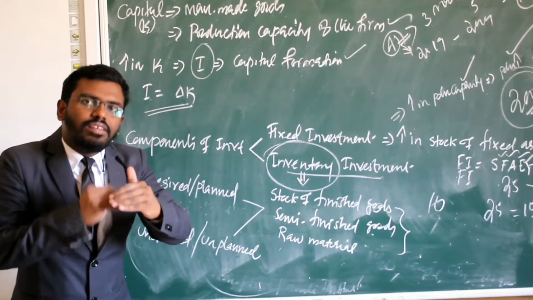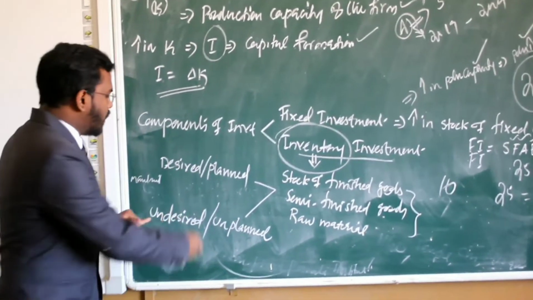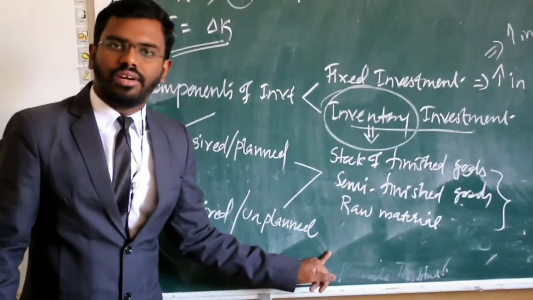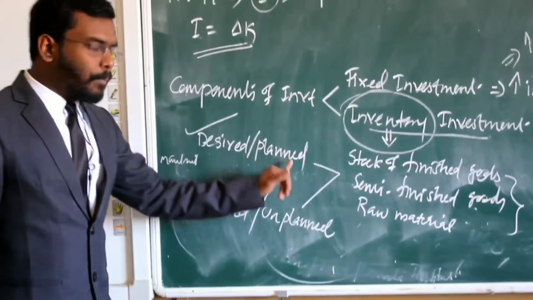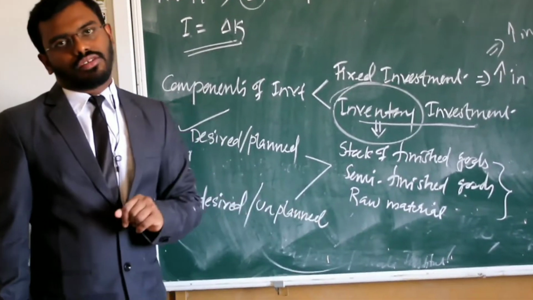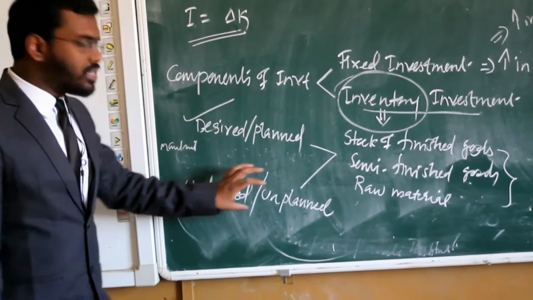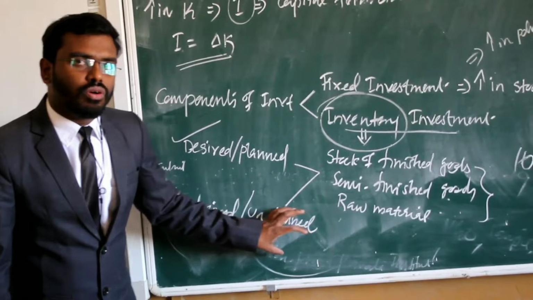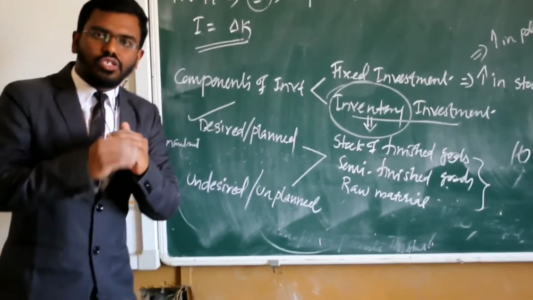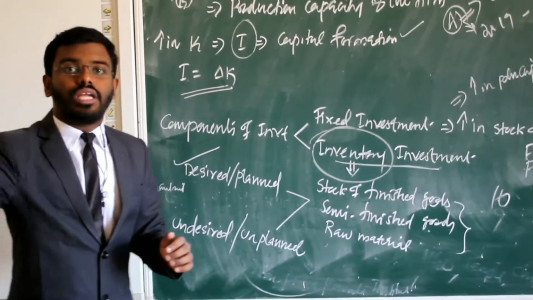So this inventory stock is again classified into two: desired inventory stock and undesired inventory stock, or planned inventory stock and unplanned inventory stock. Desired or planned inventory stock, then undesired or unplanned inventory stock. So desired or planned inventory stocks are maintained by the producer to meet future demand.